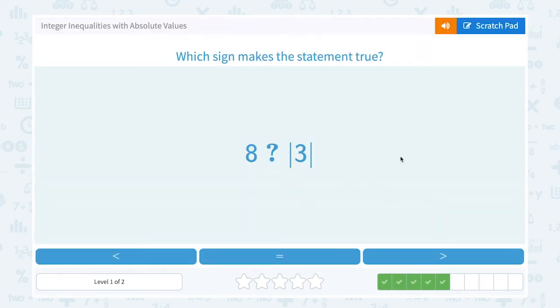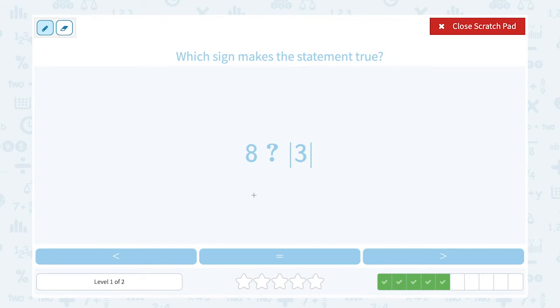Eight compared to the absolute value of 3. Okay, well, the absolute value of 3 is 3, right? 3 is 3 units to the right of 0. So we can say 8 is greater than 3.